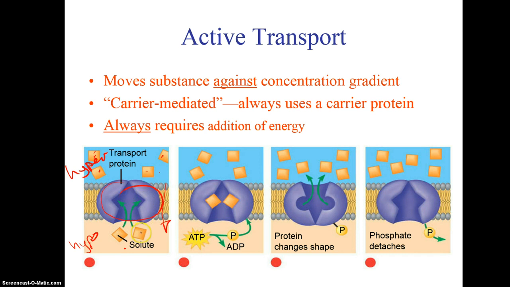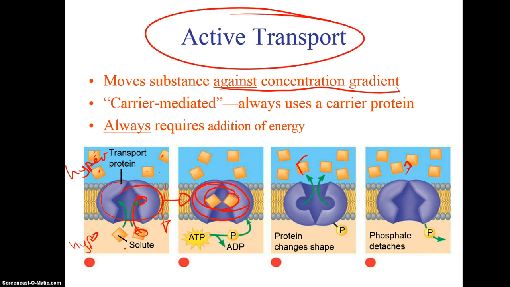we're going to have this pump in here that's going to take this solute and bind it into this enzyme here, and then that enzyme, or that protein, is going to change shape. Doesn't necessarily have to be an enzyme. The protein's going to change shape and spit it out here. So that moves against the concentration gradient, which means that we are looking at active transport. It is carrier mediated. It always uses a carrier protein, and it always requires an addition of energy.